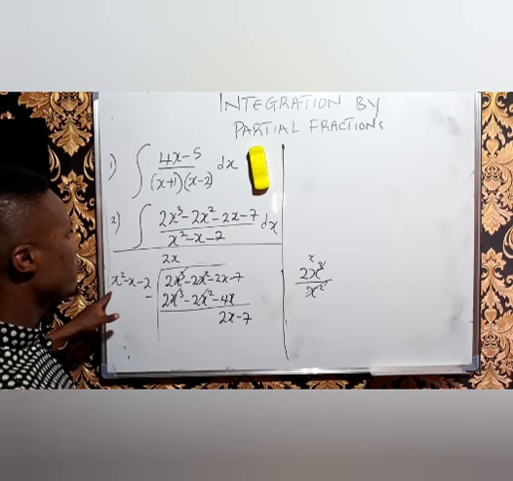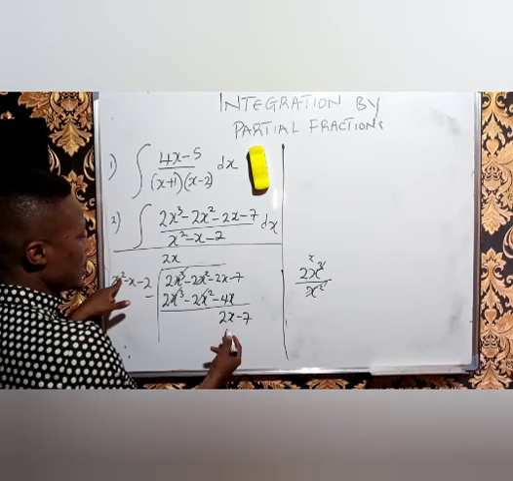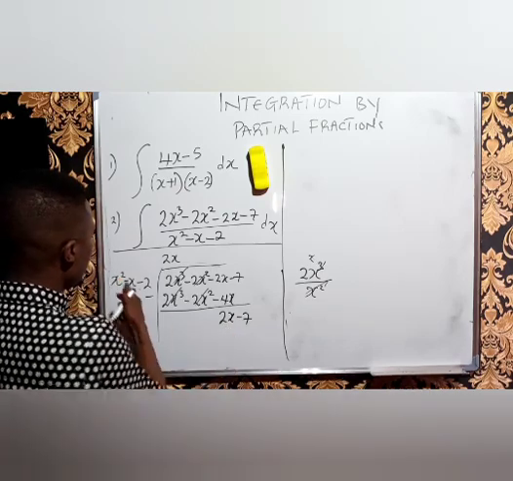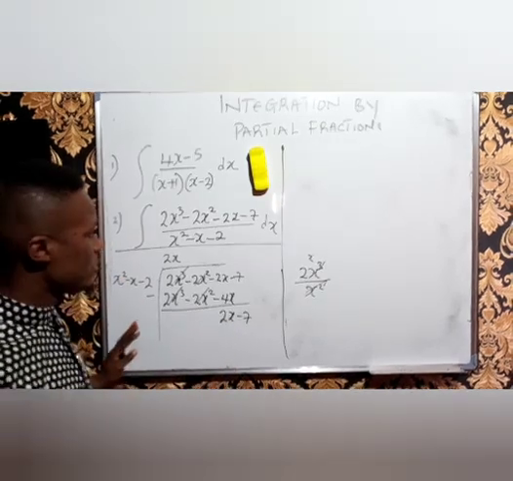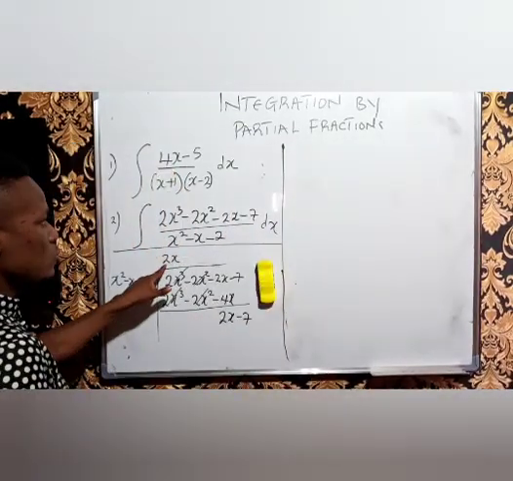Now, I can no longer go further in this division because the degree of my divisor is bigger than the degree of my dividend. So the power here is bigger than this power. I cannot go further to divide. Therefore, the whole number I got becomes 2x.